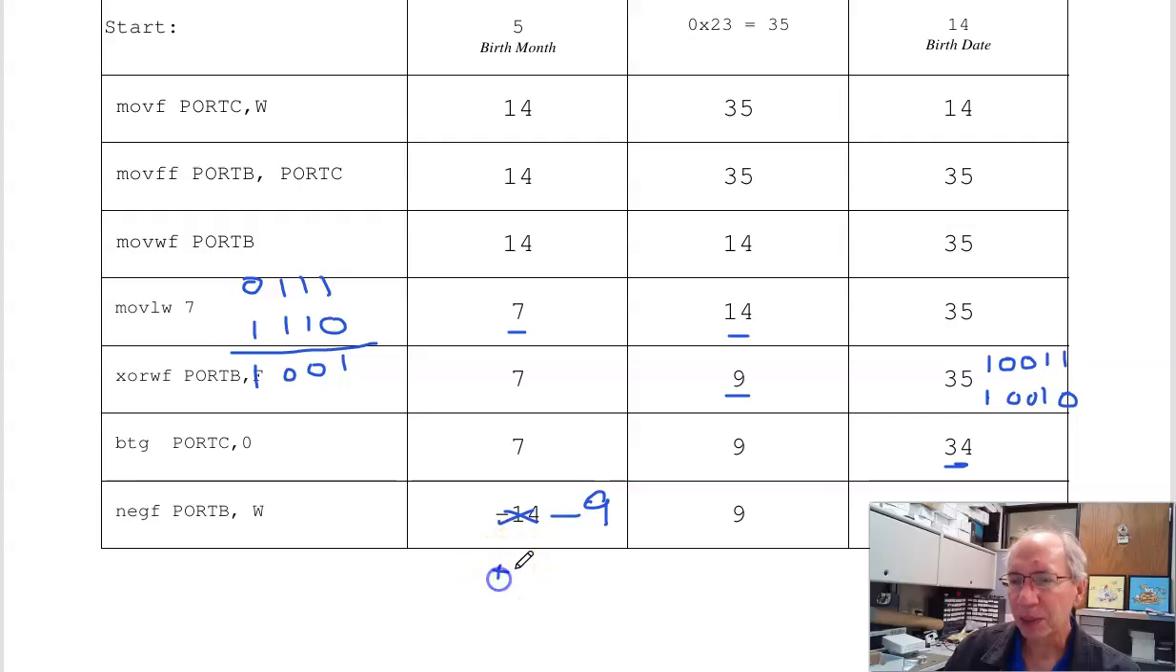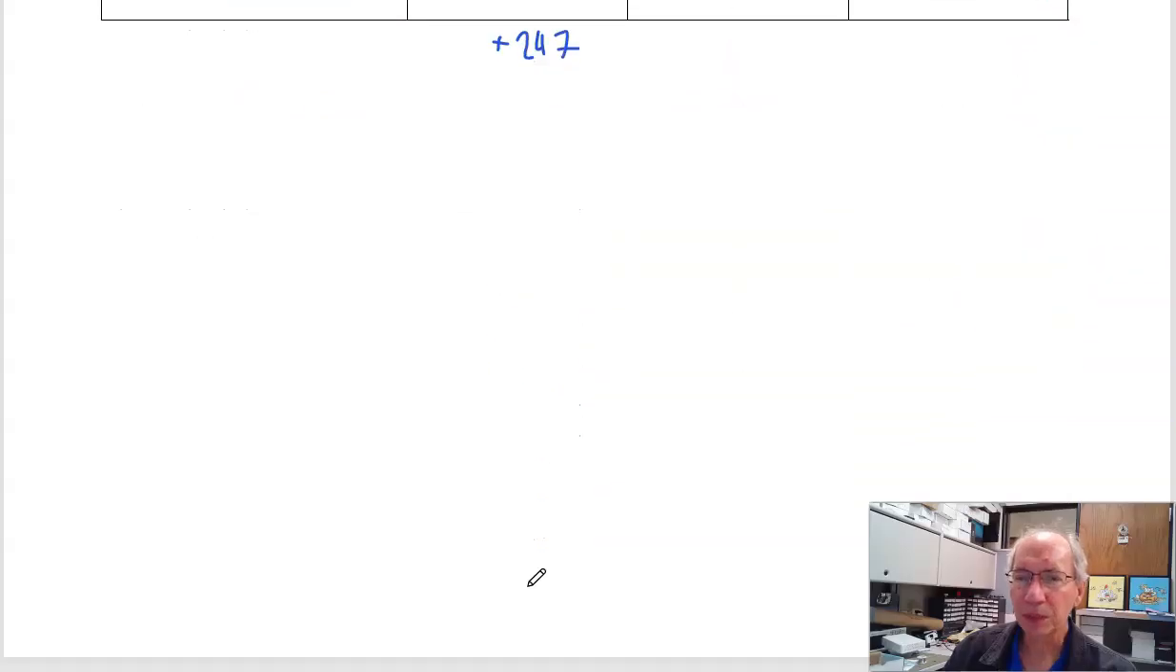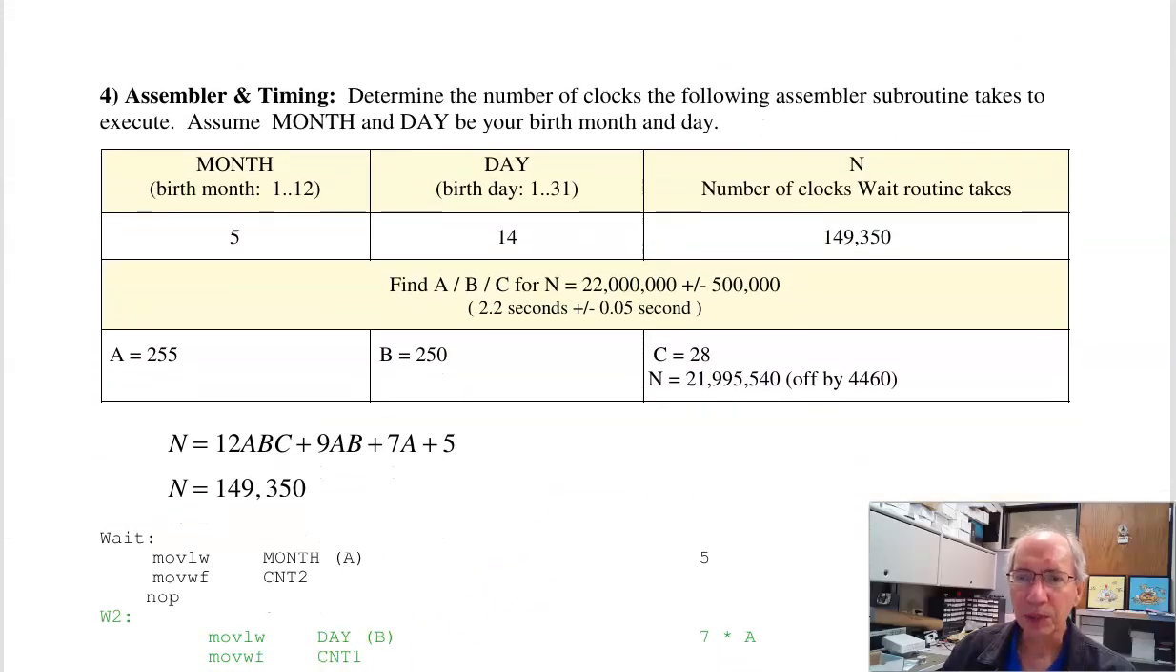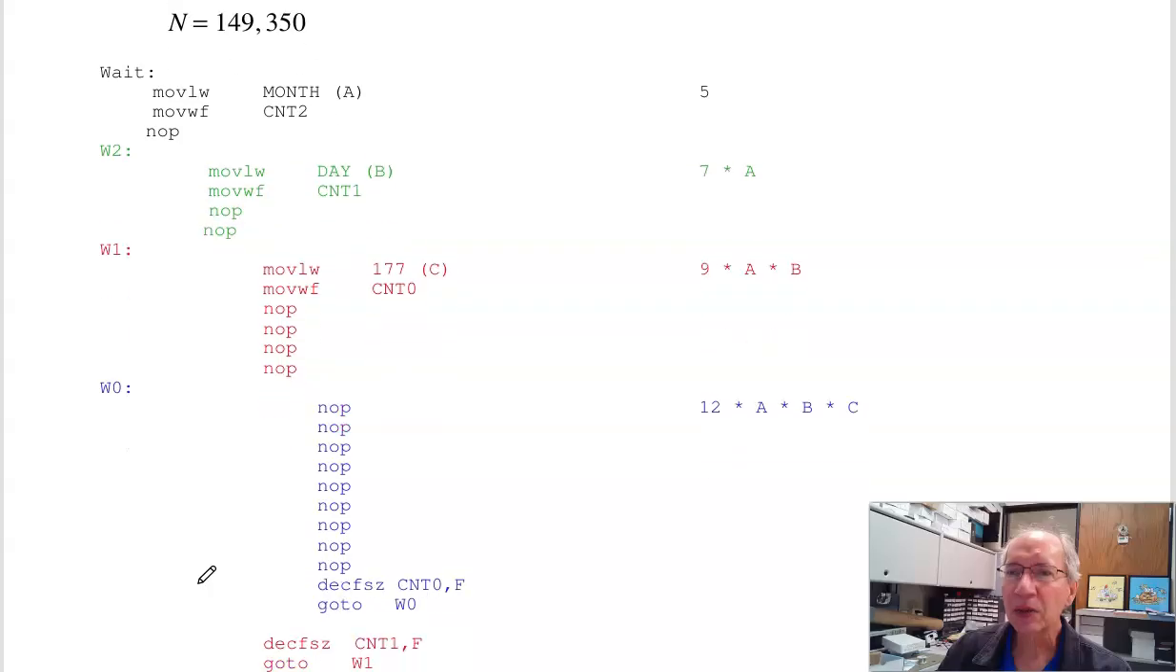This is also the same thing as plus 247. Either answer is correct. That's problem 3. Problem 4 looks at how long this code takes to execute, where this is your birth month, say 5, this is your birth date, if you're born on Mother's Day, 5/14.